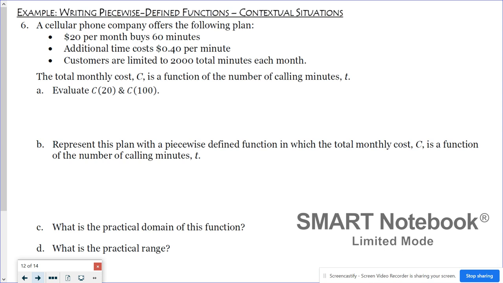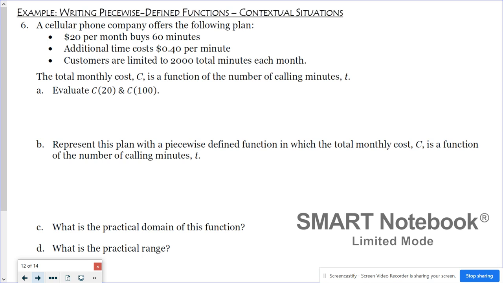So we have a cellular phone company that offers the following plan. $20 per month buys 60 minutes. Additional time costs 40 cents per minute. And customers are limited to 2,000 total minutes each month. So we are going to write a piecewise defined function because this is totally a piecewise situation. We're also going to find practical domain and practical range.